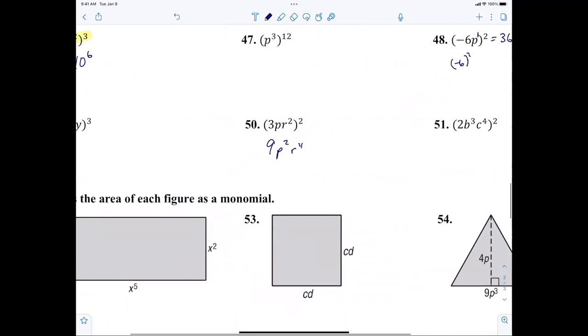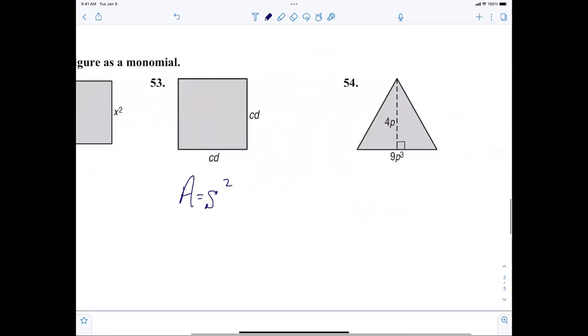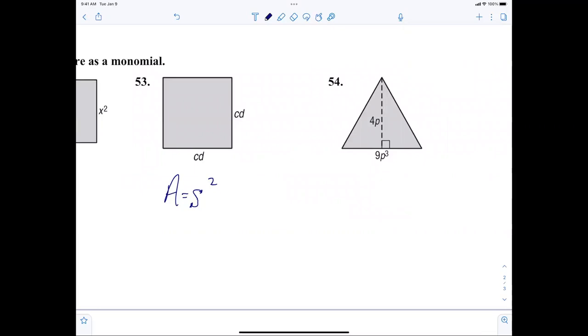All right, now I need some help. What's the formula for area of a rectangle, guys? Length times width, base times height. Okay. 53 is a square. What's the area of a square? Side squared. Yes, thank you. And again, 54 is just the area of a triangle. What's the formula for area of a triangle?